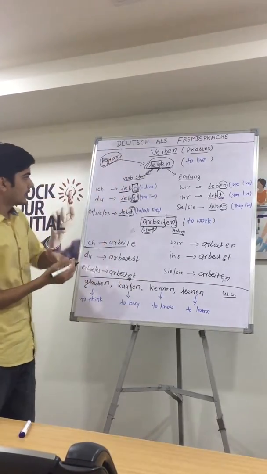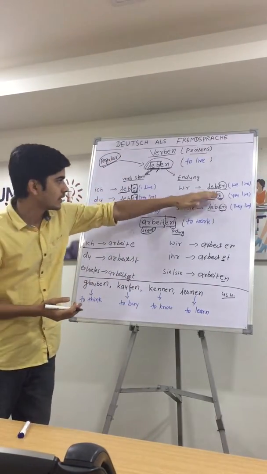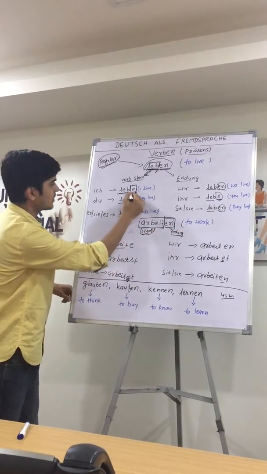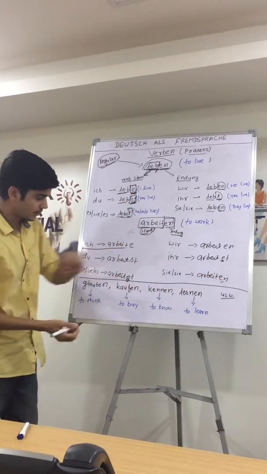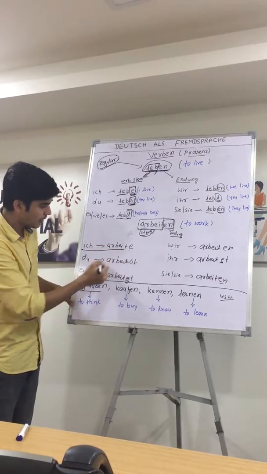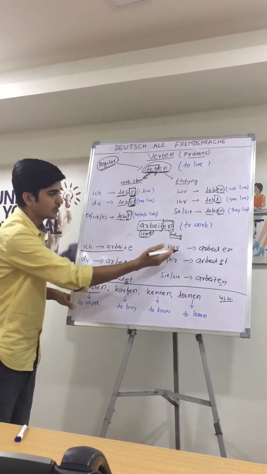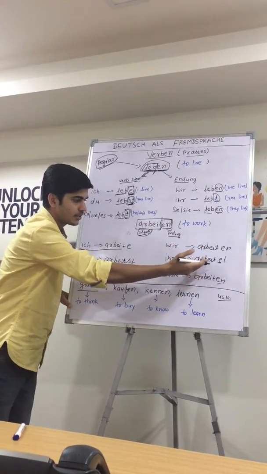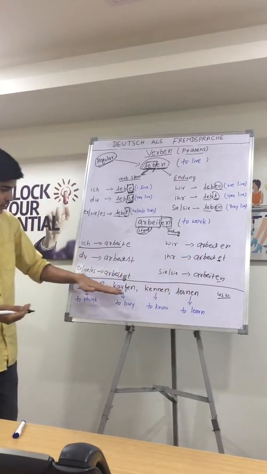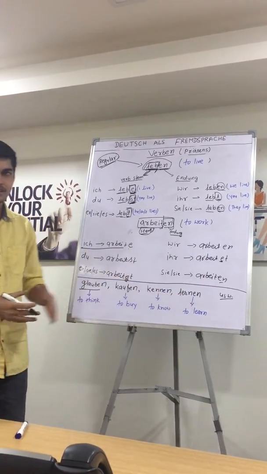These are regular verbs whose stem never changes. We call them regular verbs because their stem never changes, only the ending changes. So glauben: ich glaube, du glaubst, er glaubt, wir glauben, ihr glaubt, sie glauben. Also kaufen, kennen, lernen.